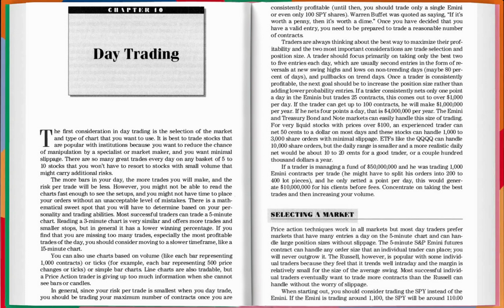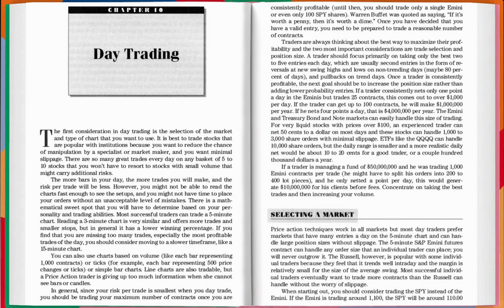Each bar representing 500 price changes or ticks, or simple bar charts. Line charts are also tradable, but a price action trader is giving up too much information when she cannot see bars or candles. In general, since your risk per trade is smallest when you day trade, you should be trading your maximum number of contracts once you are consistently profitable.